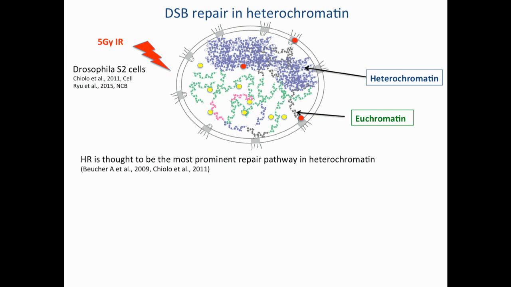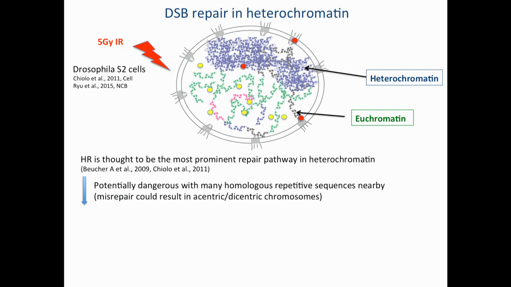The main repair pathway that is thought to be active in heterochromatin is homologous recombination, which has also been shown in mammalian cells. But this could, if you think about it, be potentially very dangerous because there are a lot of homologous repetitive sequences nearby. If you have misrepair by homologous recombination, this could result in acentric or dicentric chromosomes. So the hypothesis that we have is that this peripheral movement actually prevents aberrant recombination between repeats.